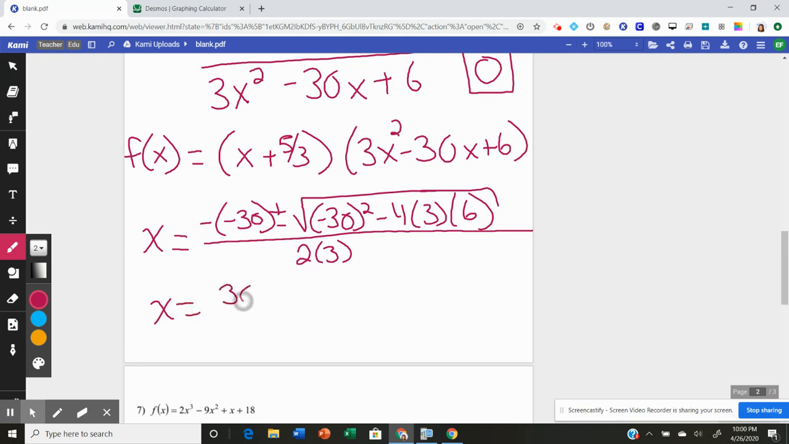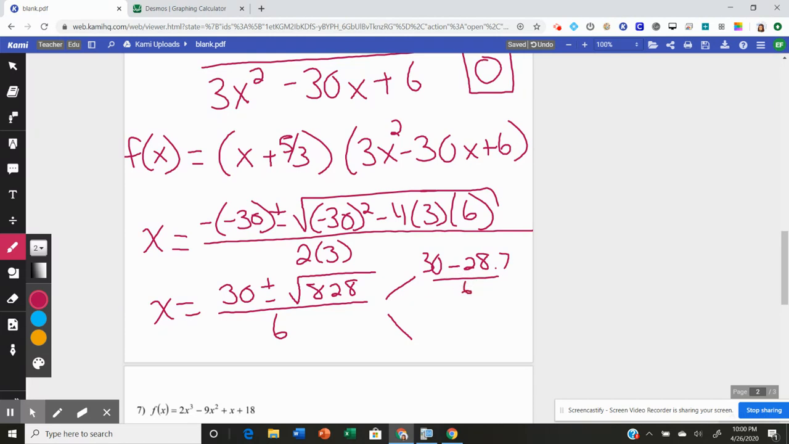So x equals, I'll start simplifying. Again, plugging this all into the calculator is helpful. If you have the quadratic formula still on your calculator from our quadratics unit, please go ahead and use that. It is completely fine. Looks like this comes out to 828 underneath the radical, and then 6. So from there, the square root of 828 is going to be approximately 28.7. So I'm going to look at 30 plus the 28.7 over 6, and 30 subtract the 28.7 over 6. So again, using the calculator as much as possible to try to get the most exact answers.